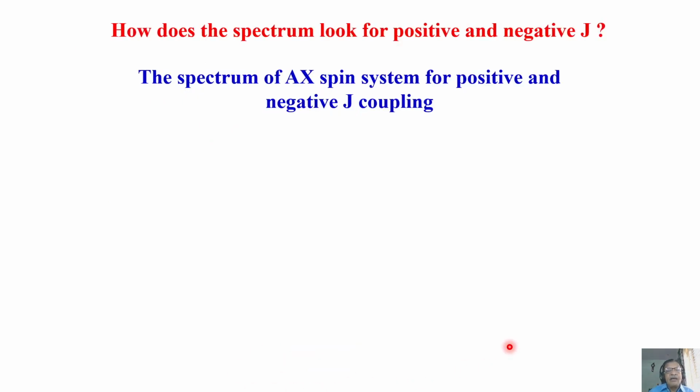That's fine. Now, how does the spectrum look for a positive or negative sign of the coupling? As I said, the CH coupling 1JCH is positive and 2JCH is negative. Suppose I take a spectrum. In one case, let us say the sign is positive. In the other case, the sign is negative. How does the spectrum look?